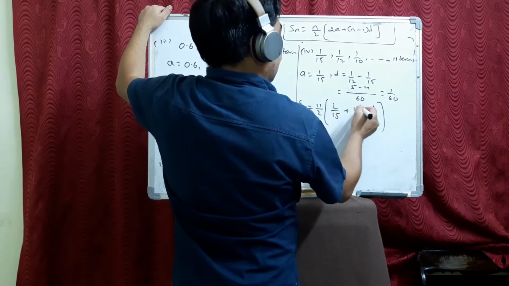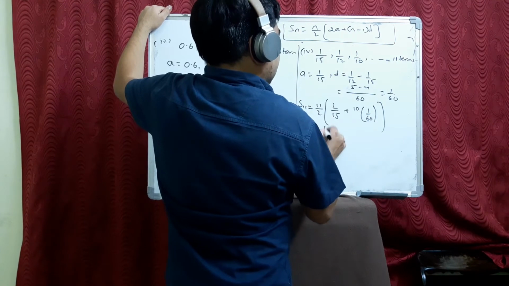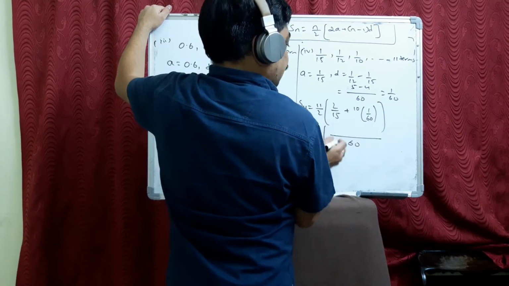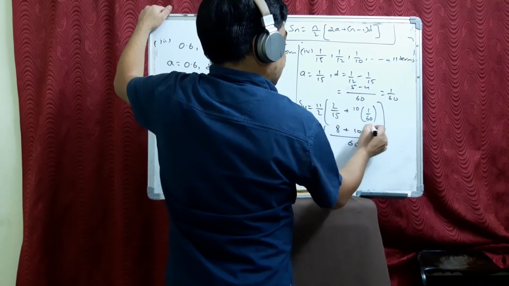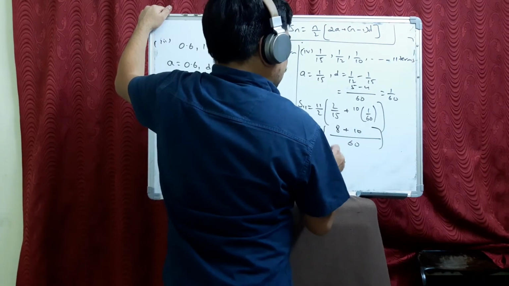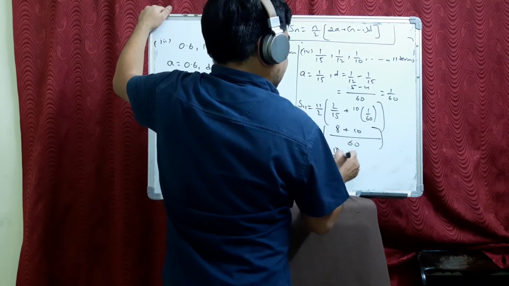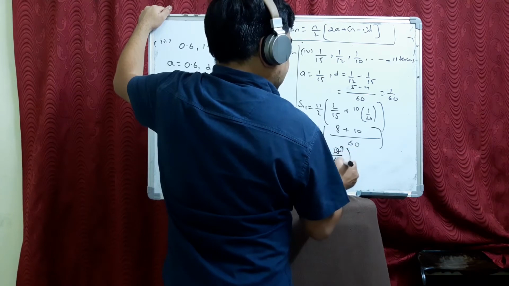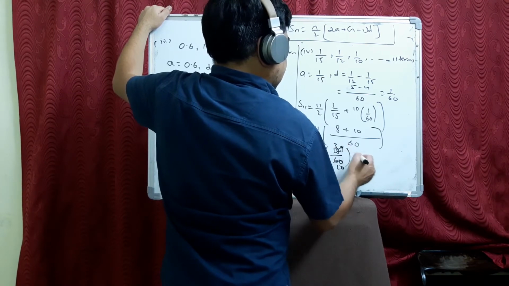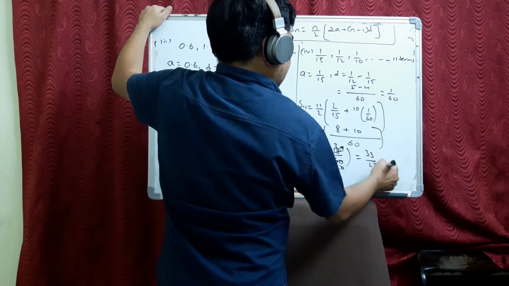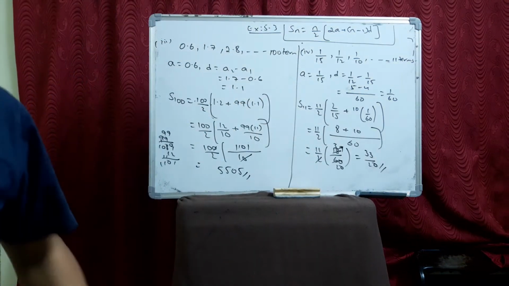Okay, now don't cancel terms. LCM is 60 again. This is 4 2's 8 plus 10. It becomes 11 by 2 of 18 by 60. 2 9's, 3 20's, 3 3's. It becomes 33 by 20. Okay.